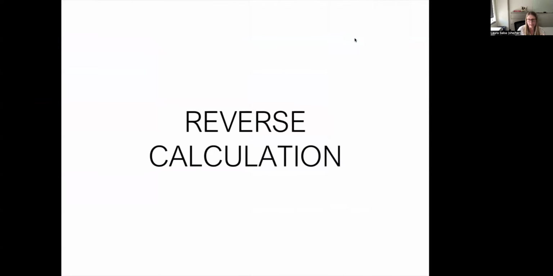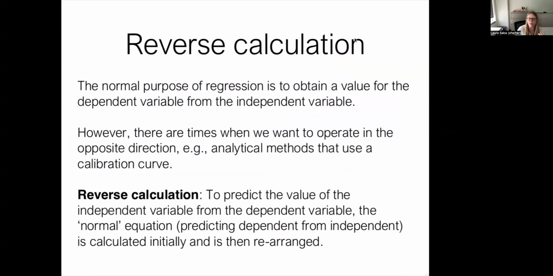A lot of times in pharmaceutical sciences and toxicology, we have to do what we call a reverse calculation. Normally we want to obtain a value of the dependent variable from the independent variable. However, when we're doing things like a calibration curve, it goes in the opposite direction. We actually want to predict the value of the independent variable from the dependent variable in our original equation.